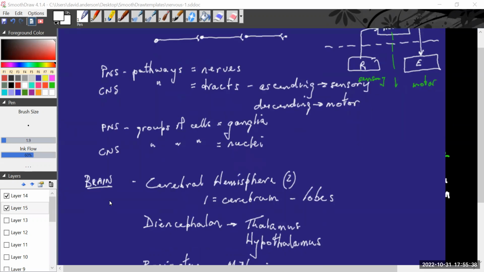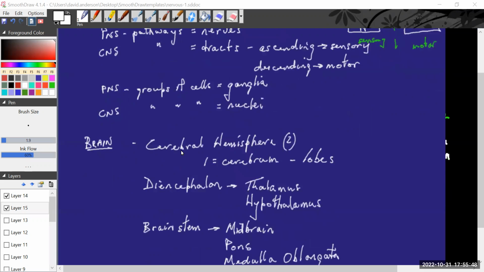So when we talk about the brain, we're going to divide the brain into sections that are separating their functions as well as, to some degree, their structures. So we start with a pair of cerebral hemispheres. A single one is called a cerebrum, and we're going to label those regions by the lobes that are most closely associated with these bones of the skull.